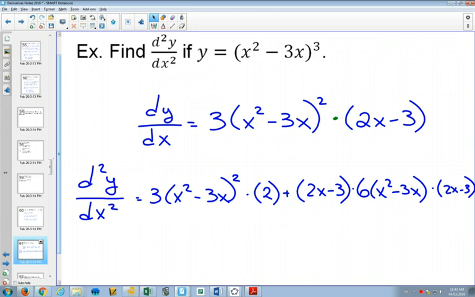Which 2? From here, I brought this 2 out in front to get that 6.